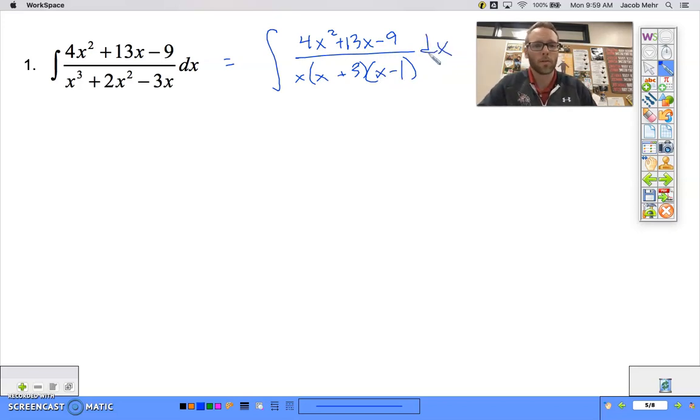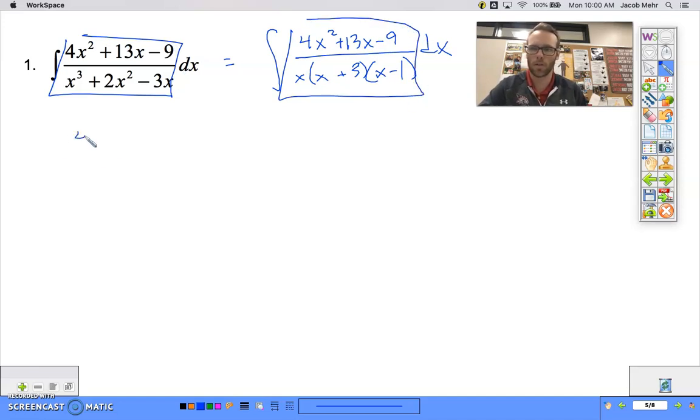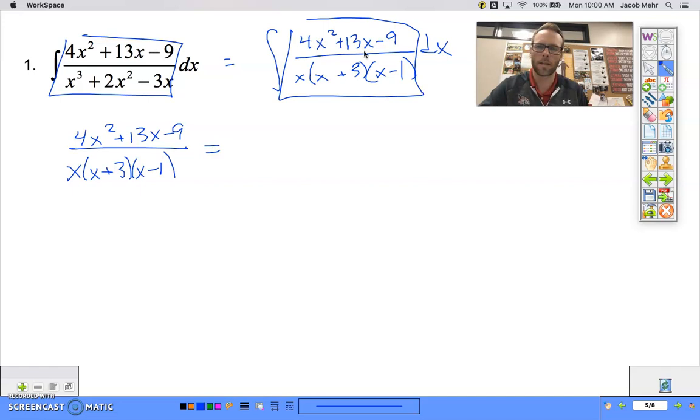Now what we have to do is split it up into the different fractions with our different denominators. So this is going to be equal to, all right, the way I want to set this up is we're going to drop the integral signs. I'm going to say 4x squared plus 13x minus 9 over x, x plus 3, x minus 1. And I didn't mean to set these two equal to each other. I want to set this one equal to our partial fraction decomposition.